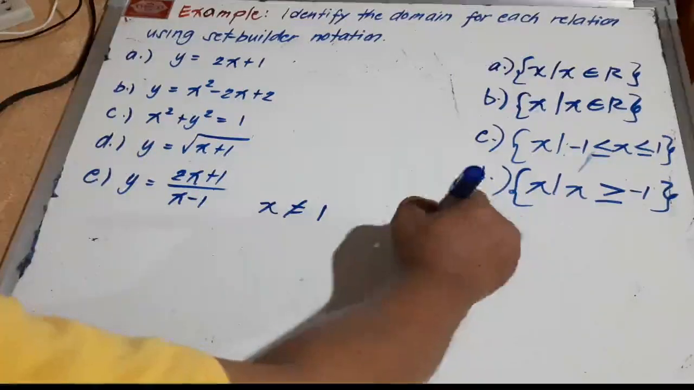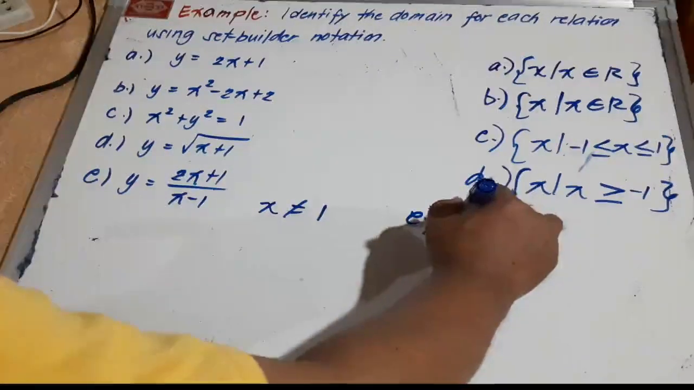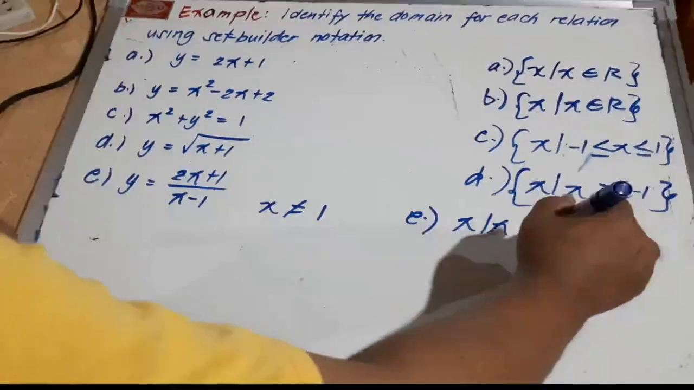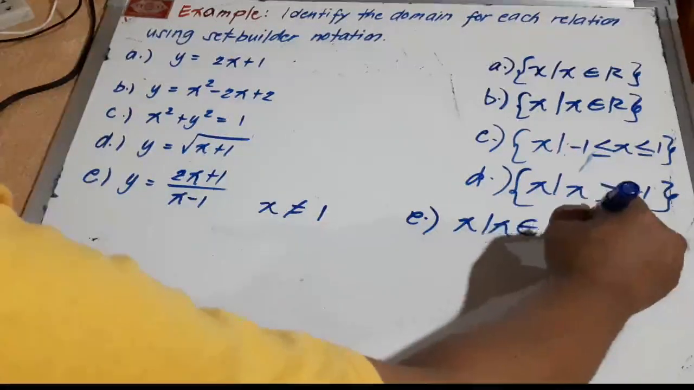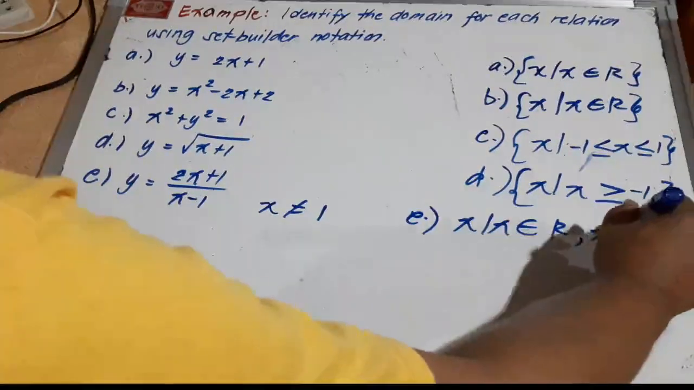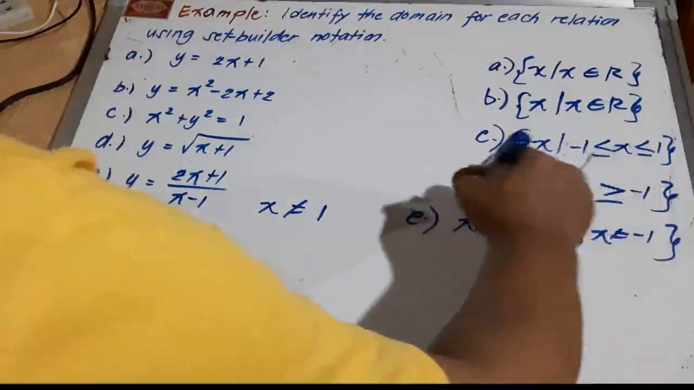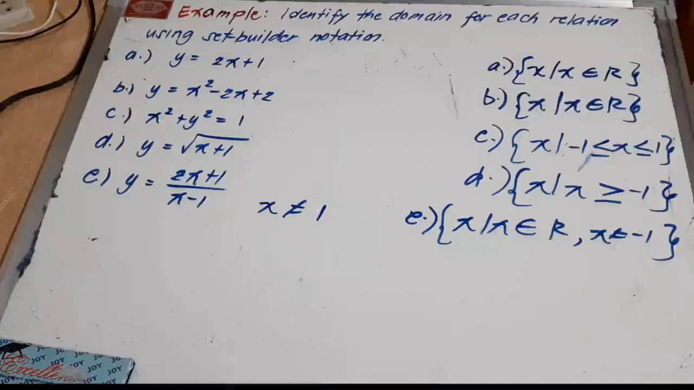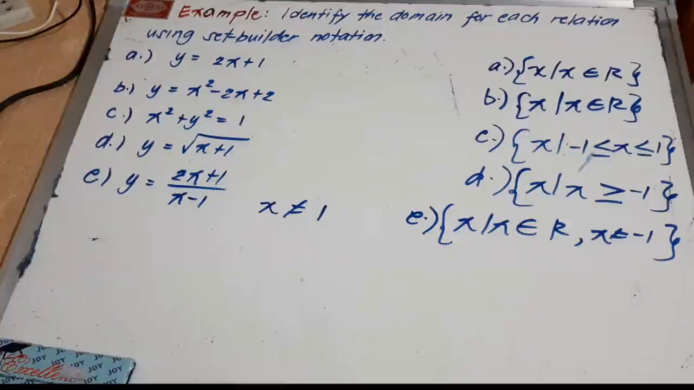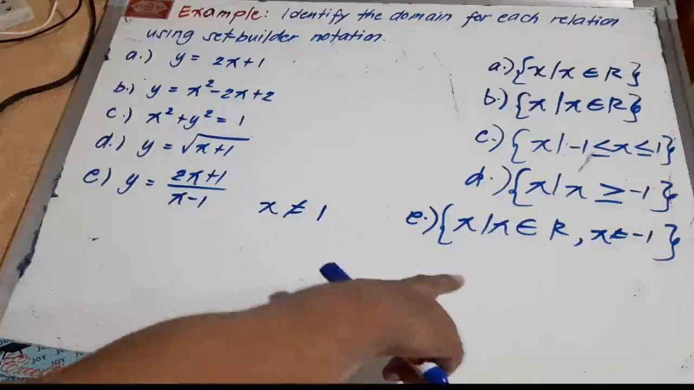Therefore, kanyang domain is x such that x is an element of real number and x is not equal to 1. Okay? So, ganyan po ang pag-identify ng domain gamit yung set builder notation natin.